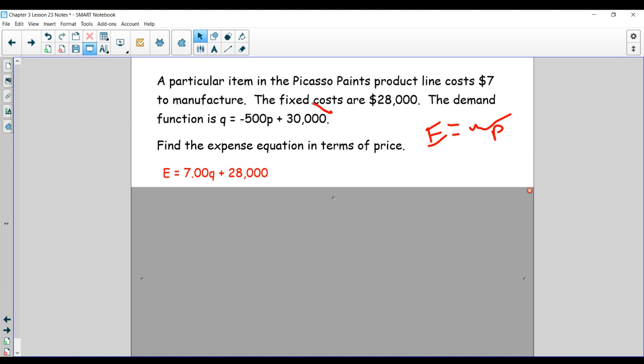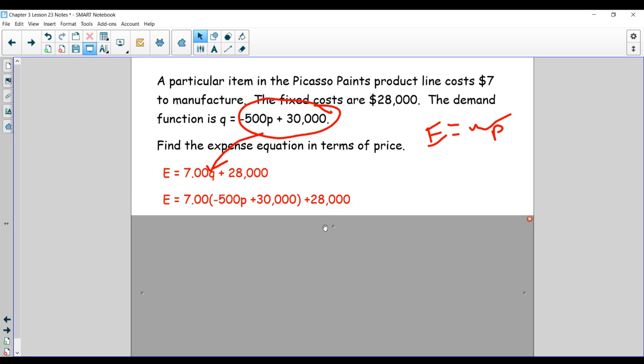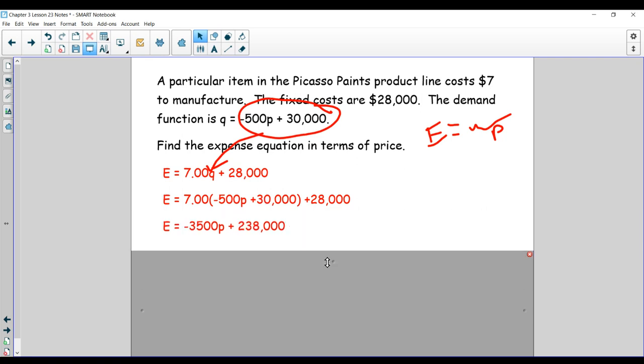Then I am going to take this and replace the Q with that. So I would take and plug that into that spot. Distribute in the 7 to both of those and combine your like terms, and you will end up with an expense equation in terms of price. So negative 3,500p plus $238,000.